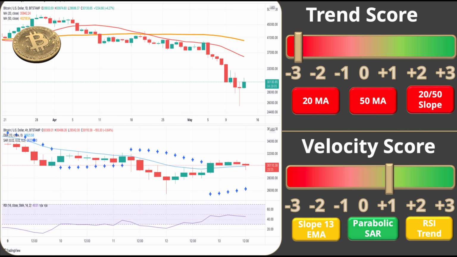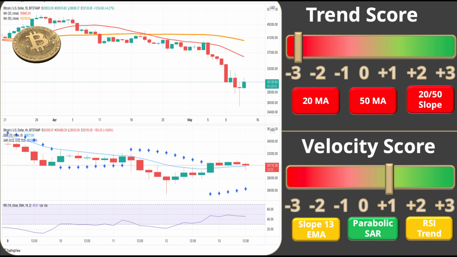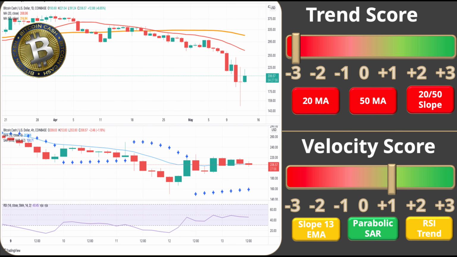Now, with the relief rally we're seeing a bit of a +1 on the velocity score. The question is, is that enough to really carry the markets into next week? And as we take a look at the chart on Bitcoin, Ethereum, Bitcoin Cash, as we go through these charts, you'll find a very similar thing. So the question is, is this a capitulation bottom, or do we have more downside risk?